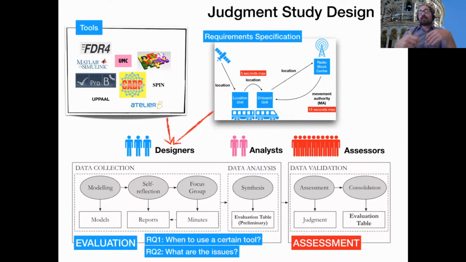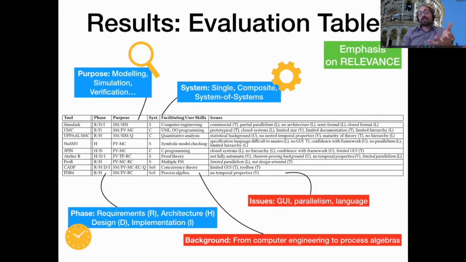report their reflection on when to use a certain tool and what are the issues encountered. Other two experts, two analysts, when I say experts, I mean experts in both the tools, the formal methods, and railways. So the expertise is in these two fields. And the analysts took the information from the designers and produced a preliminary evaluation table, which was later assessed by external assessors. And the final product of this analysis is this evaluation table.